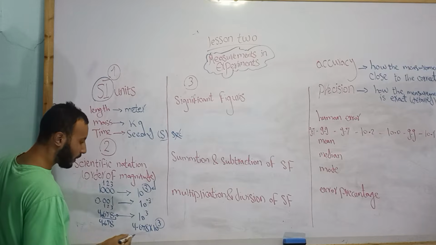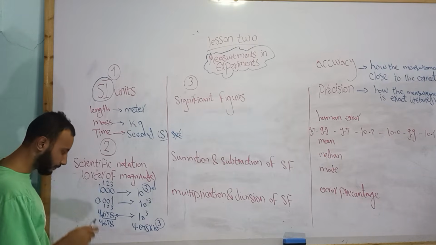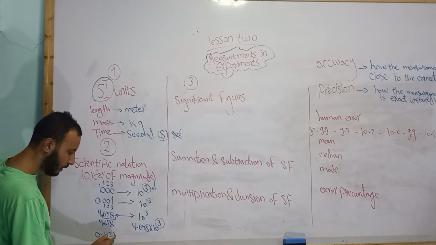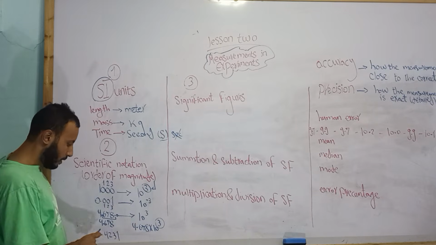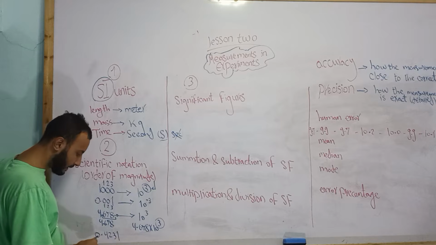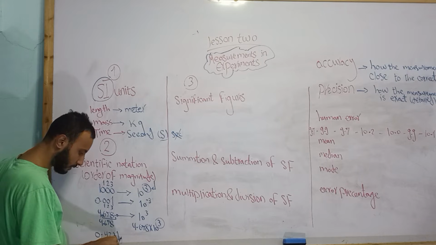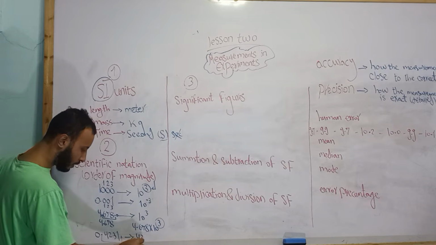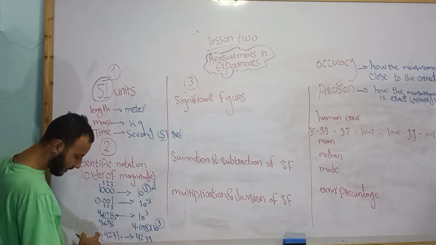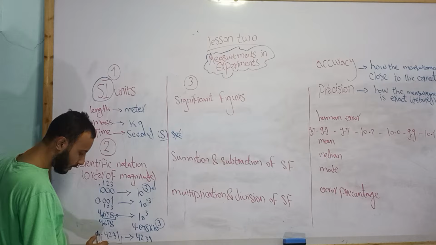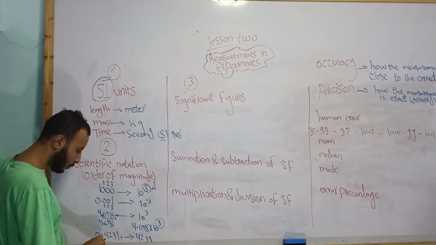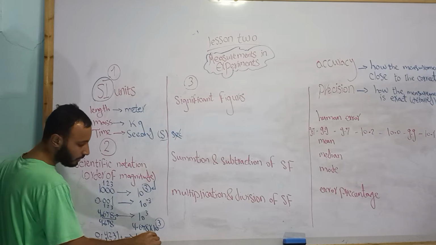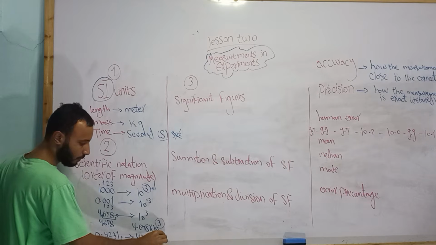Okay? So what if we have a question like this: 0.4231, and you would like to move the point in this direction? So the number will be, after putting the point like this, 4.231. I moved the point from this column to this column. So how many columns did I move it? 1, 2, 3, 4. Okay? So I put here times 10 to the power 4.